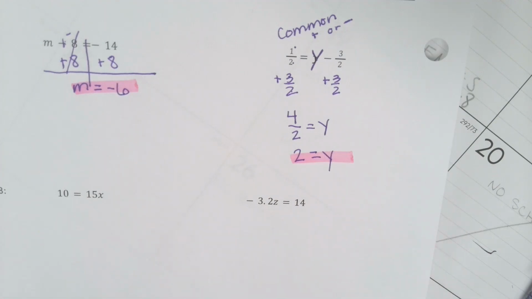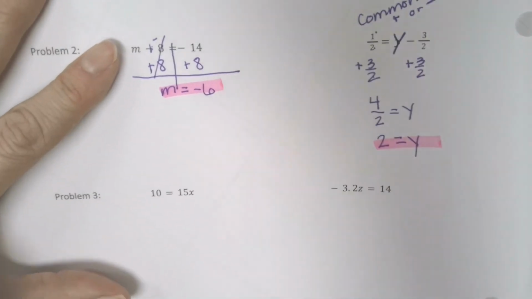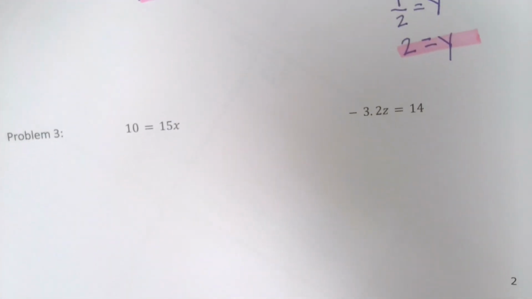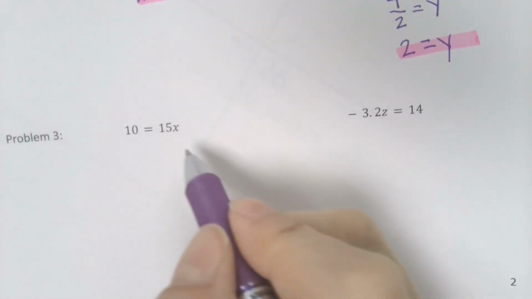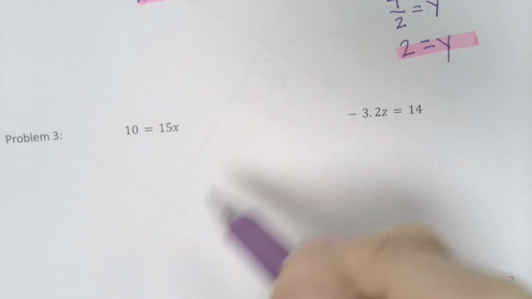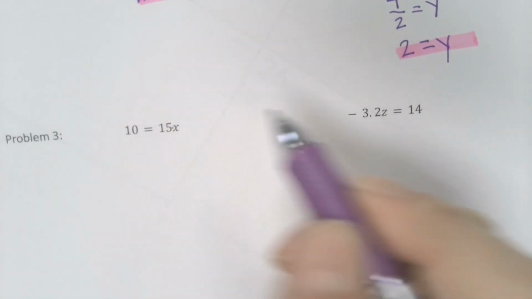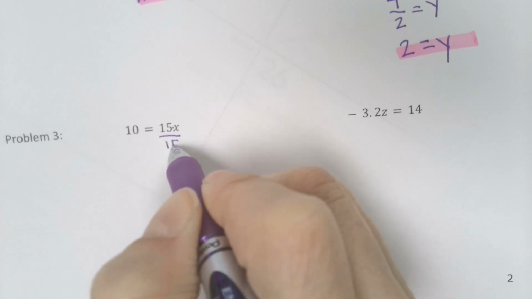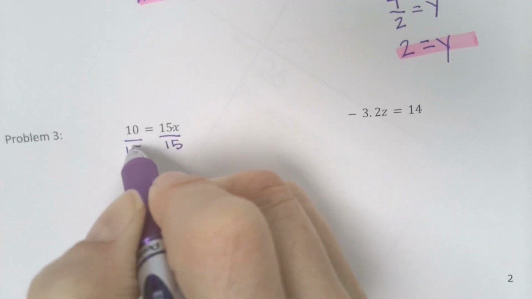I'm going to work with 2 types of problems that sometimes kids feel they need a calculator for, but oftentimes you don't. Now I have multiplication going on. The inverse of multiply is divide. So I'm going to undo that multiplication and divide both sides by 15.